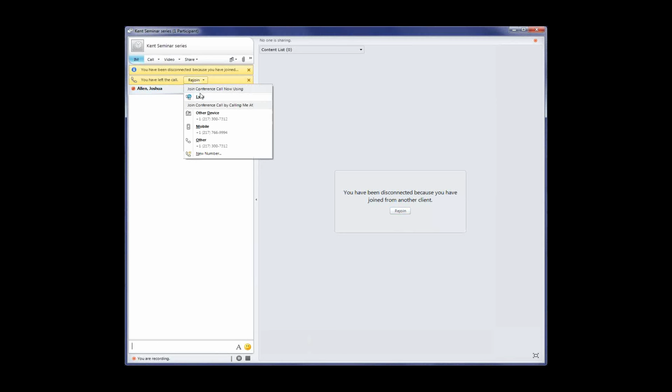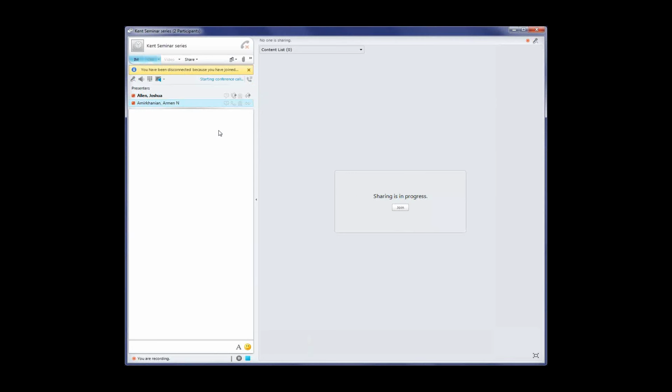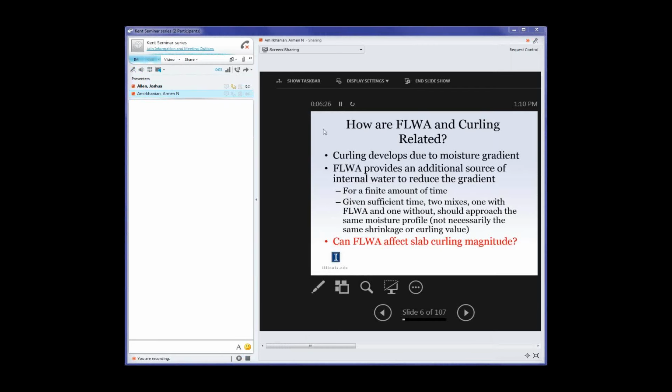Moisture curling is officially used these days? Sort of. No one ever agrees on anything. So for the purposes of this study, curling only represents the moisture curling. No temperature. So the ultimate question is, can the lightweight aggregates affect this curling magnitude?